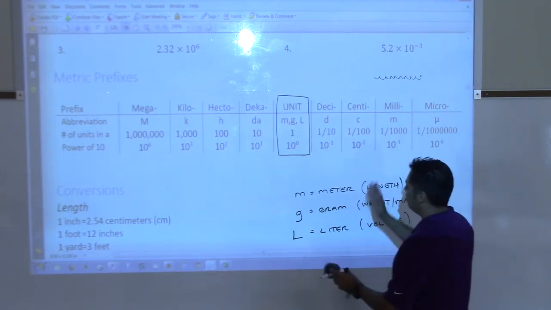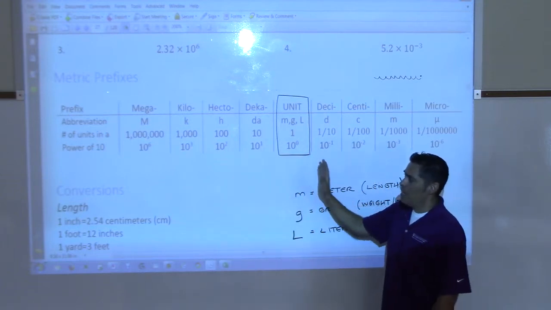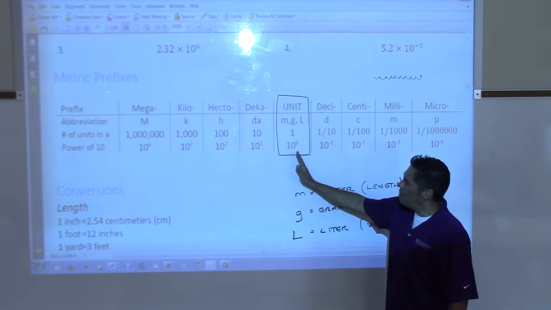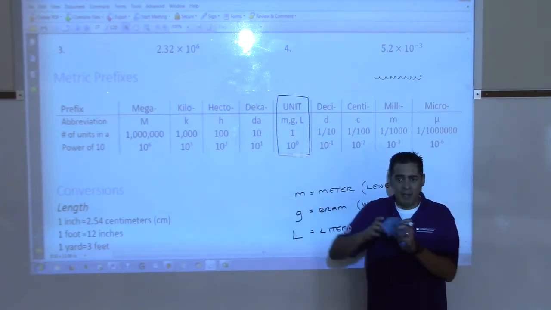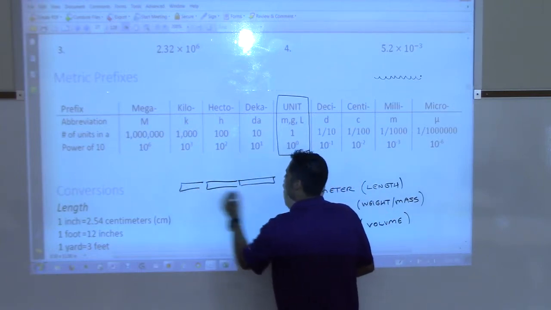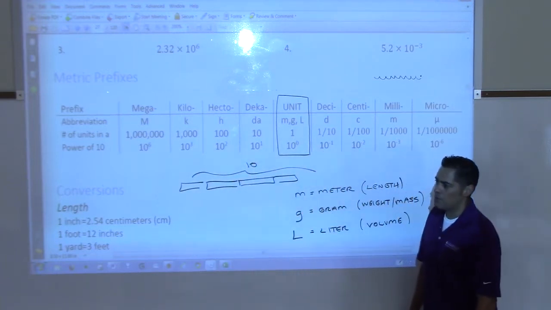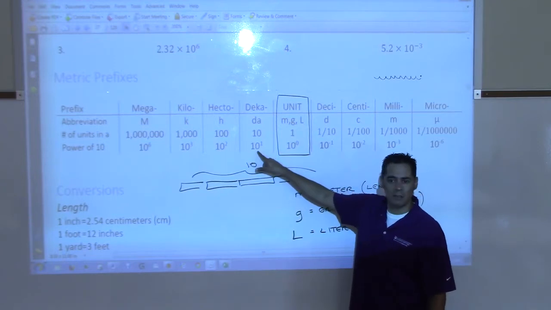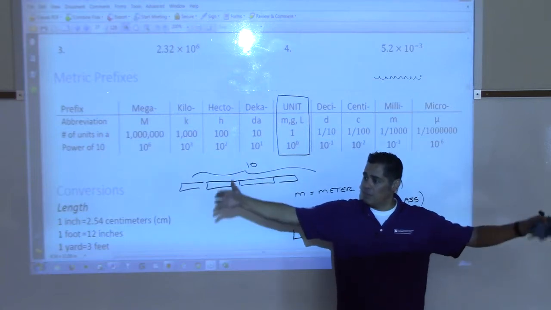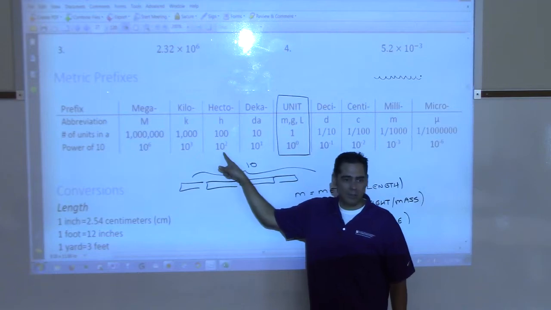So what we do is we start with the base unit, and then we just take this base unit and either make it bigger or smaller. If you have 1 meter, and you take 10 of them side by side, 10 meters total, then you will have a decameter. Then if you take 10 of those decameters and add them together, you will have a hectometer.